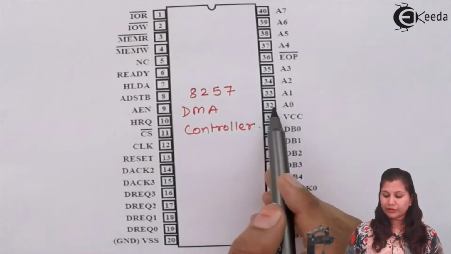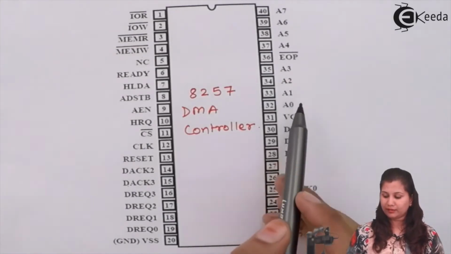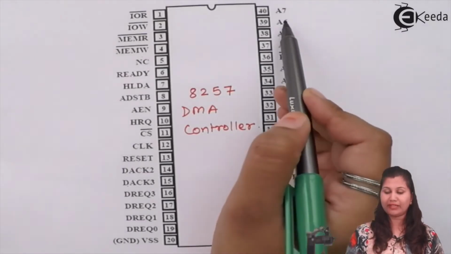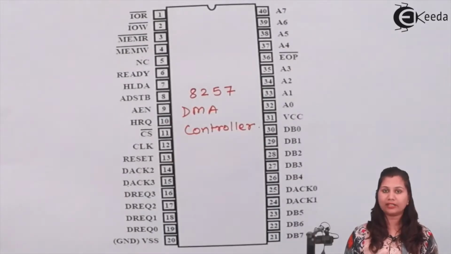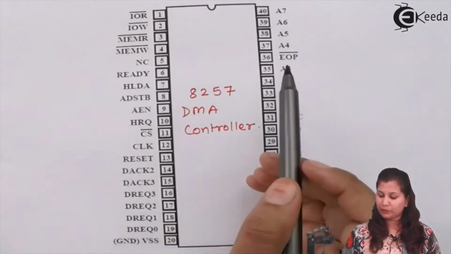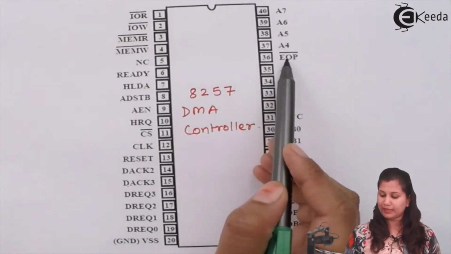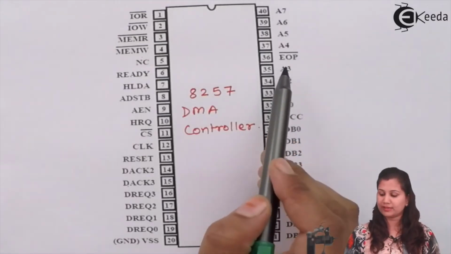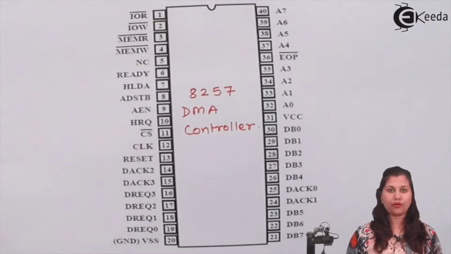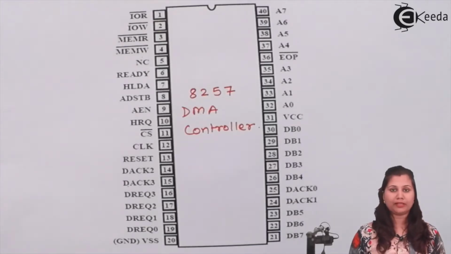Now pins number 32 and 33: you can see A0, A1, A2, A3, A4, A5, A6 and A7. These are the address lines. Eight address lines are there, starting from A0 to A7. In between, we have pin 36 as EOP bar, which is the end of process signal. So these are the descriptions of the names of the 40 pins of the IC 8257 DMA controller.